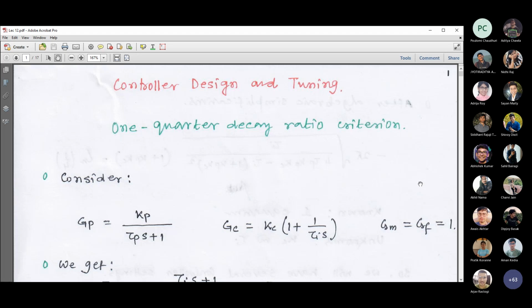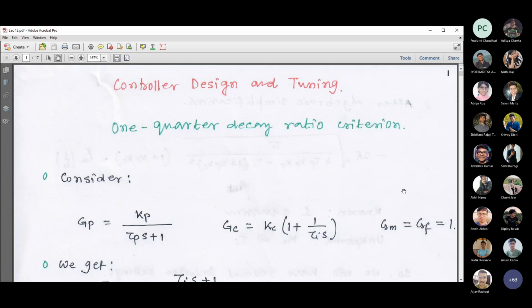Now for this tuning method, let us adopt the transfer function for the process. You see Gp, that is written Kp by tau Ps plus 1. It is basically the transfer function of a first order process. Controller transfer function is given in terms of Gc, and Gm, Gf, they are equal to 1.